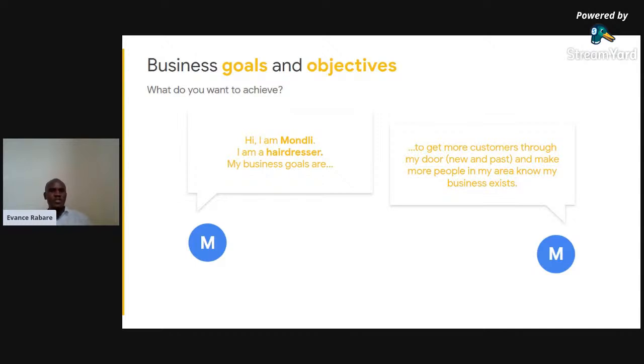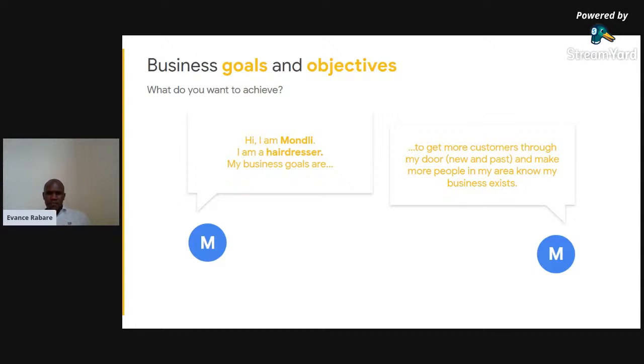So his business goal is to get more customers through the door, both new and past customers, and also to make more people in the area know about the business. Those are goals and objectives, right? Get more people coming to shop, and also create awareness about his business.